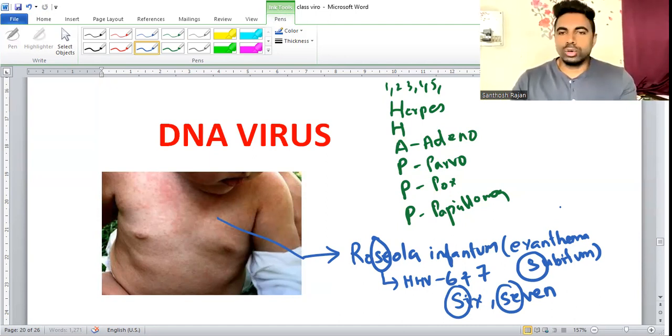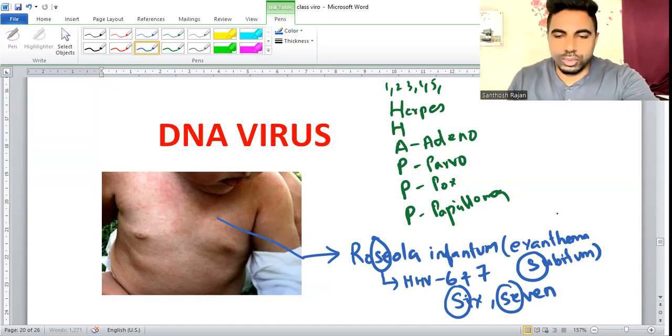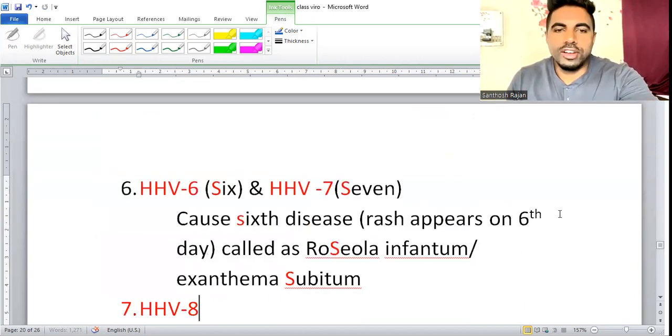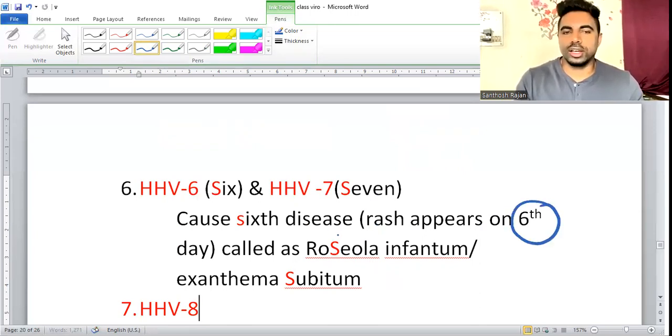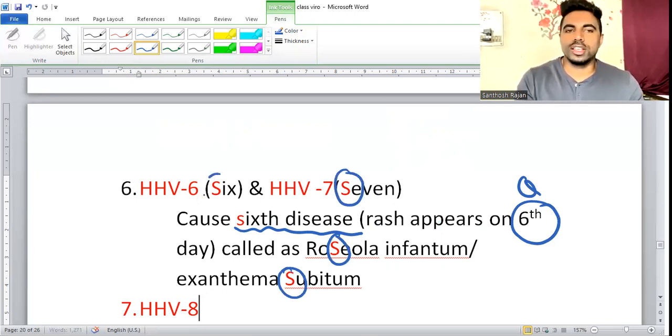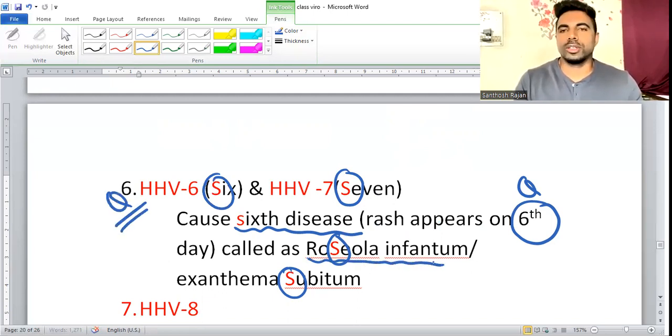So Roseola infantum is HHV 6 and 7, otherwise called Exanthema subitum. The rash usually appears on the 6th day, which is another good thing, so it's called the 6th disease because the rash appears on the 6th day. Roseola infantum, yes, and Exanthema subitum, yes. It's a clue for you. An easy and many times repeated question. Roseola infantum is the examiner's favorite question, so don't make any mistake in it.